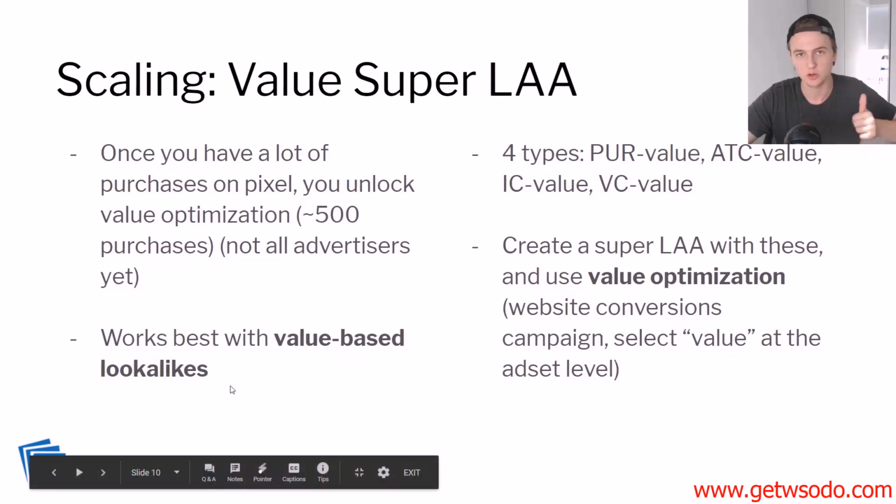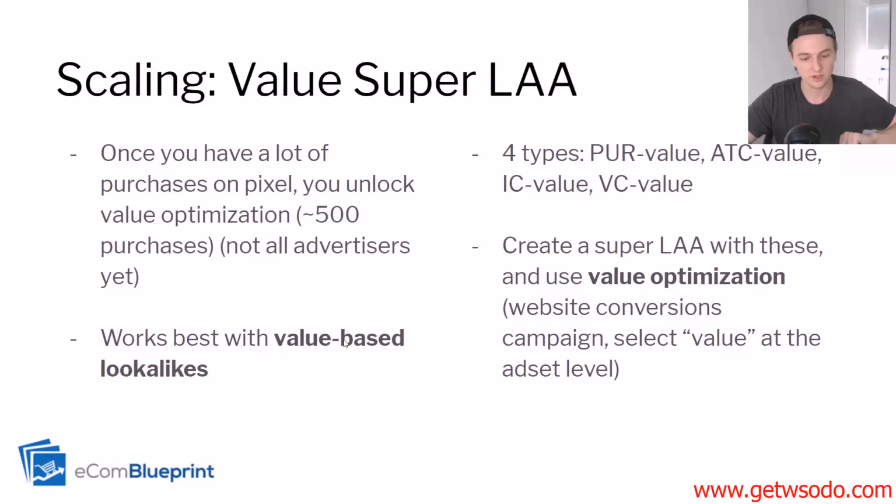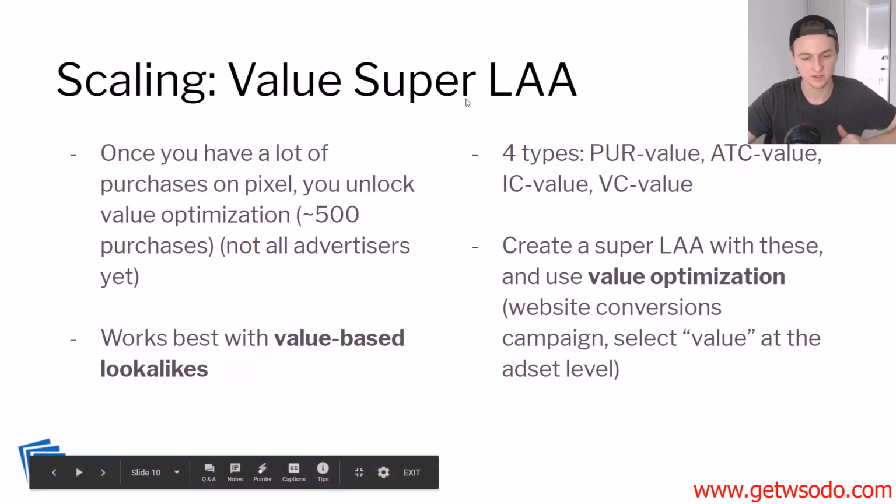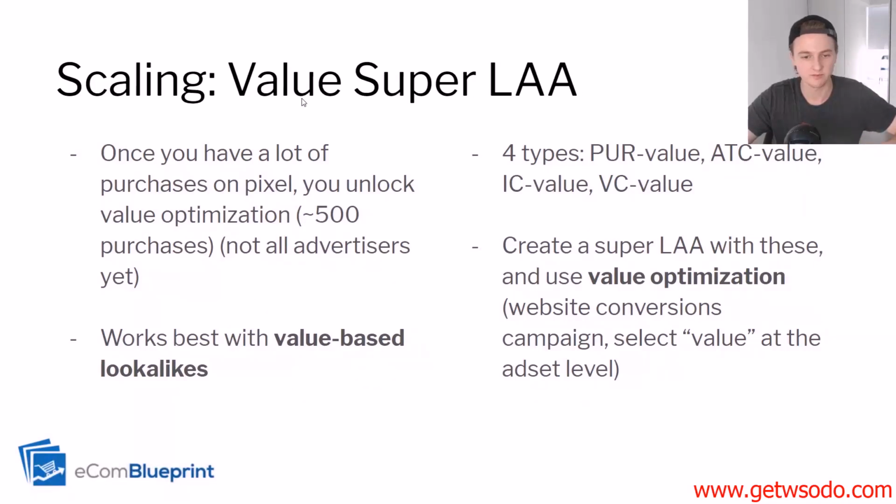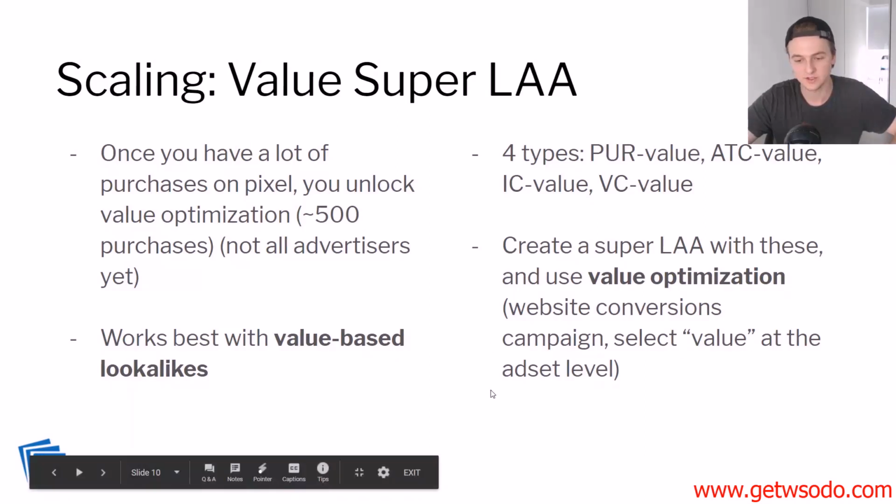You can combine value optimization with value-based lookalikes and the super lookalike strategy, and this is what you get: value-based super lookalikes. There are 4 different types of value-based lookalikes: purchase value, add to cart value, initiate checkout value, and view content value. You can create a super lookalike with all 4, or test all of them and pick the top 2 to 3. Then you select a website conversions campaign, and at the ad set level you select value as your optimization.